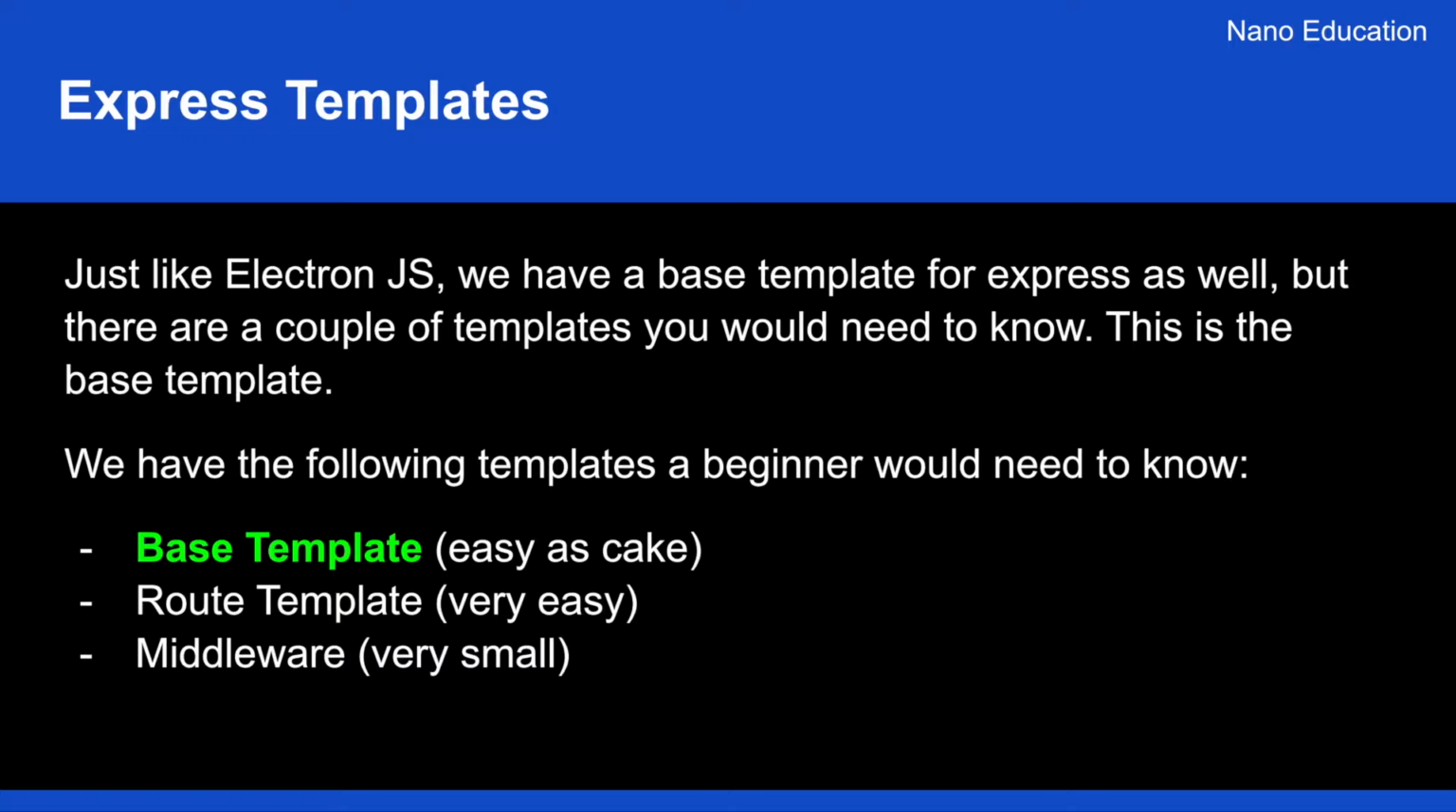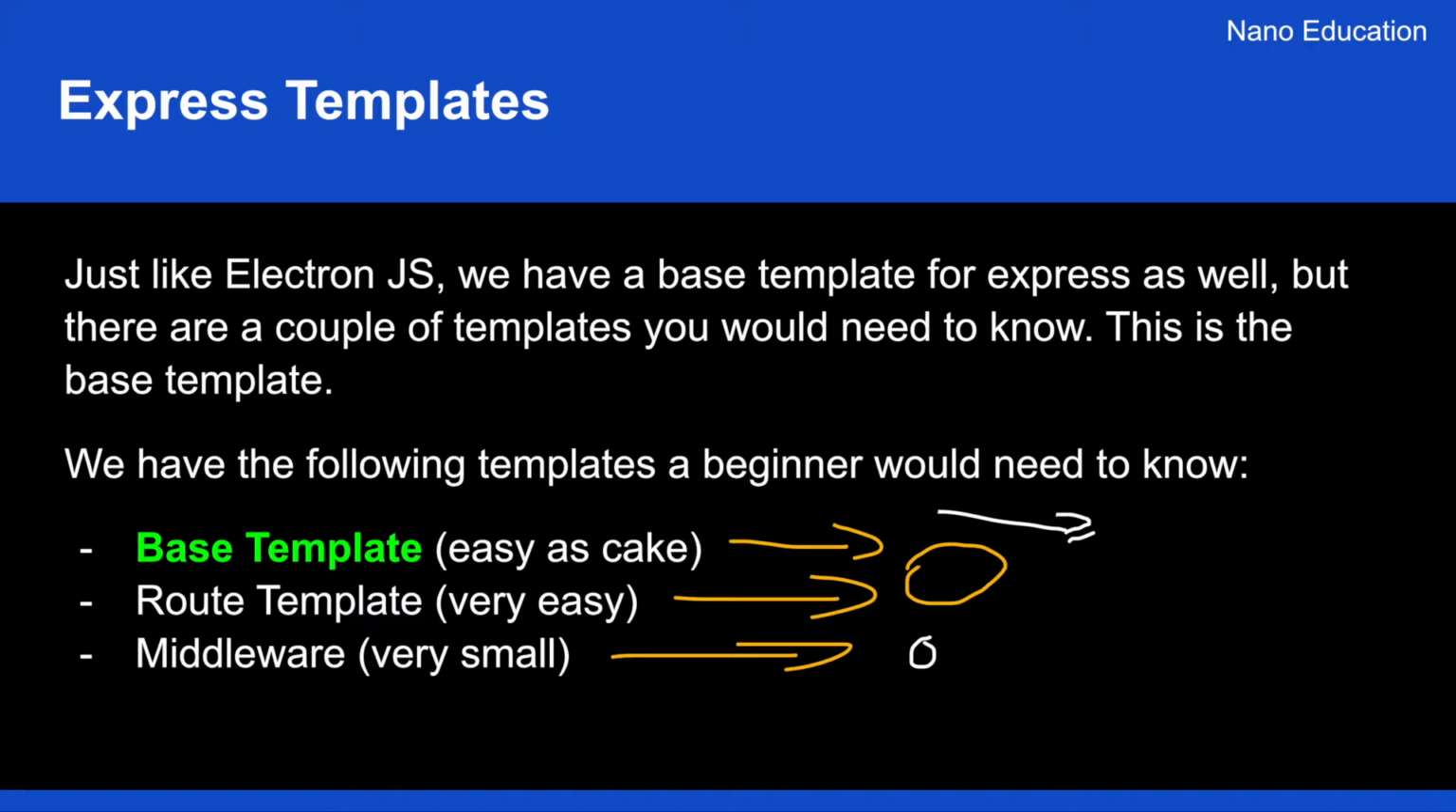So let's talk about the Express.js template. So just like Electron.js, we have a base template for Express. But there are a couple of templates that you will need to know also. So the first one you'll be needing is the base template, which is easy as cake. Then we have the route template, then the middleware. So the middleware template is very short, right? The route template is pretty okay in size. And the base template is so easy, trust me, it's easy peasy as lemon squeezy.